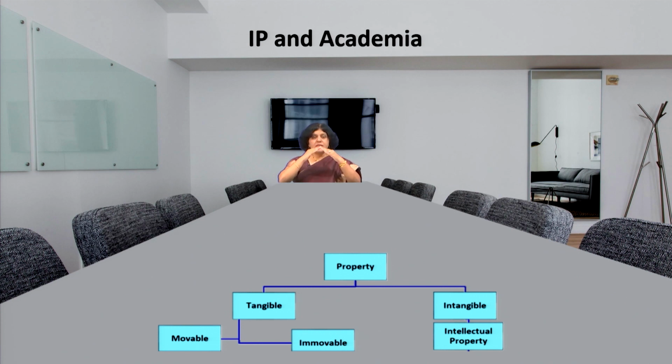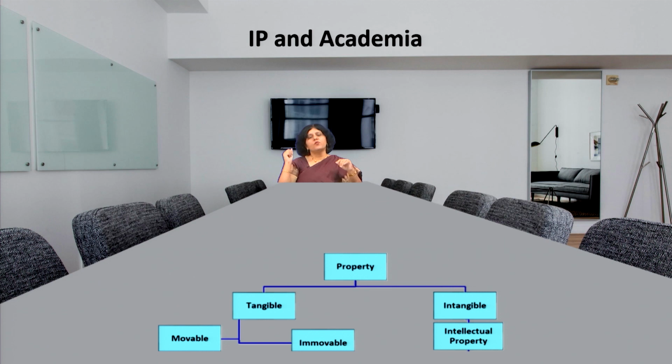When we see property as such, if it is a car, we can touch that car. If it is a bungalow, we can touch that bungalow. If it is a pen, a mobile, a TV, a chair, or a table, we can touch it. All this is property and I am able to touch it. That is tangible property, and it may be movable or immovable, which we are very well aware of.